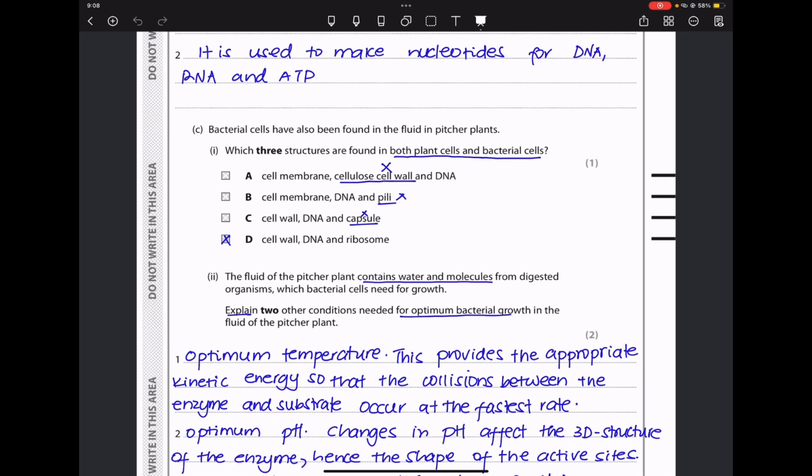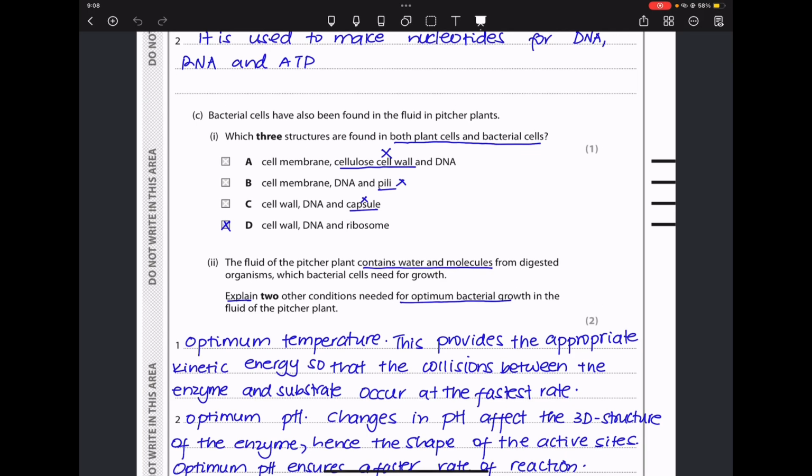In Part C, bacterial cells have also been found in the fluid in pitcher plants. Which three structures are found in both plant cells and bacterial cells? This is natural because bacterial cell walls are not made up of cellulose, they're made up of peptidoglycan. In option A, they say cell membrane, DNA, and pili. This is not found in plant cells. They say cell wall, DNA, and capsules. These are not found in plant cells. Here we have cell wall, DNA, and ribosomes. This is true. So the answer is going to be D.